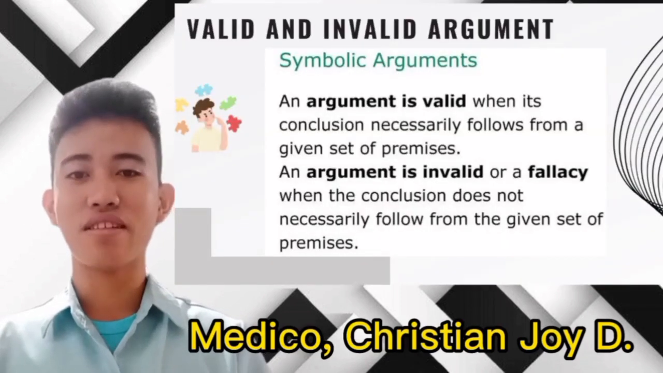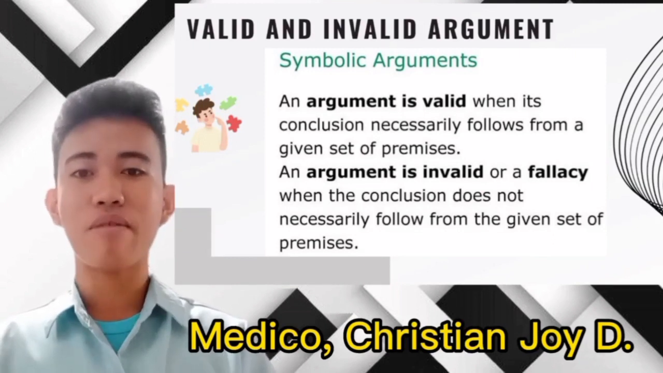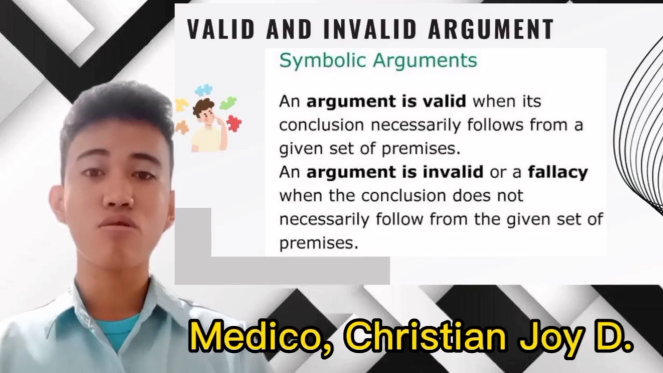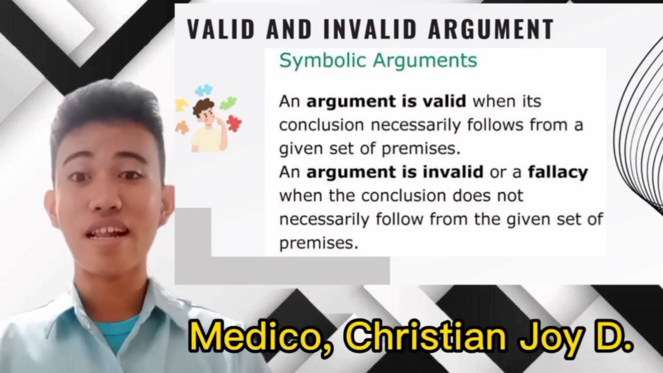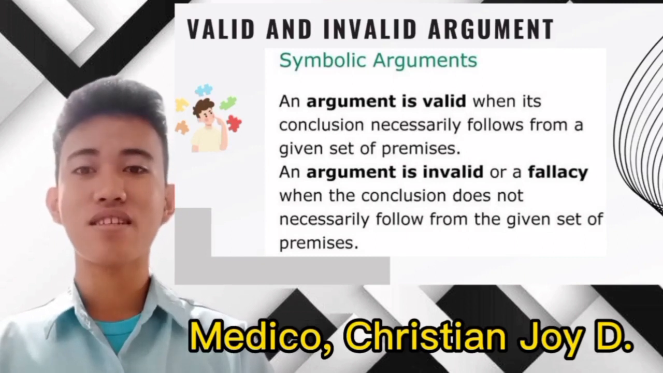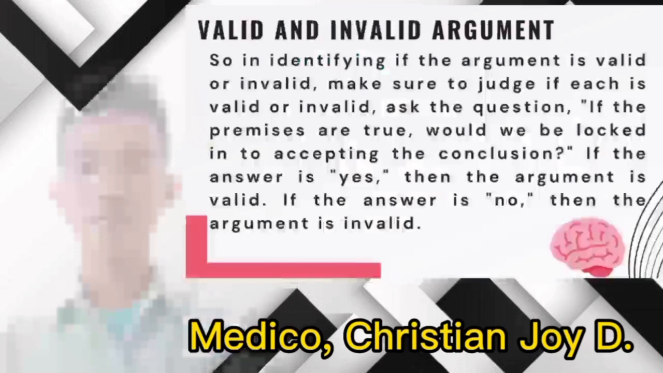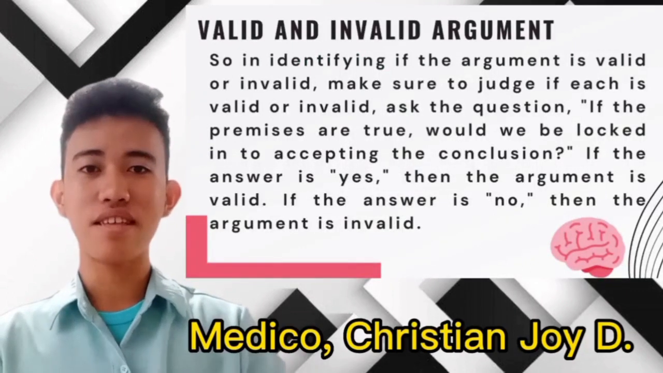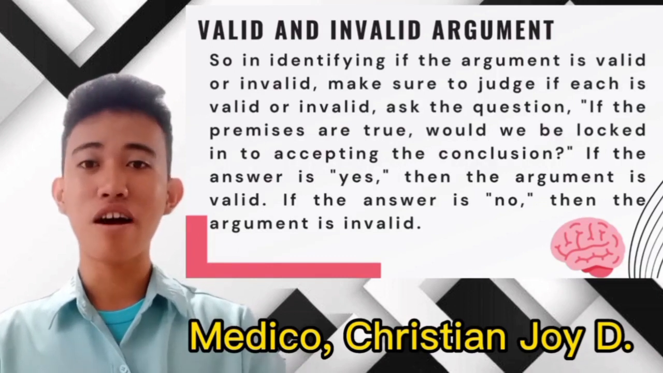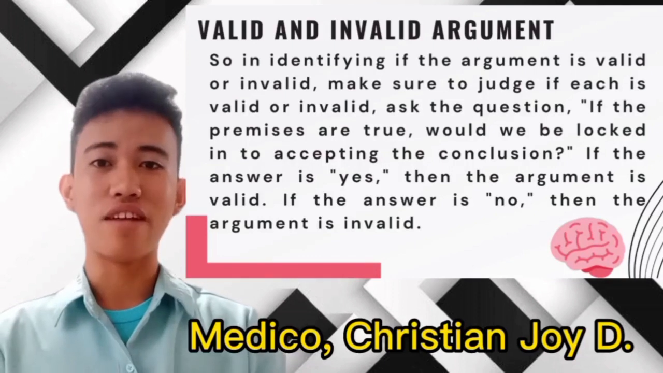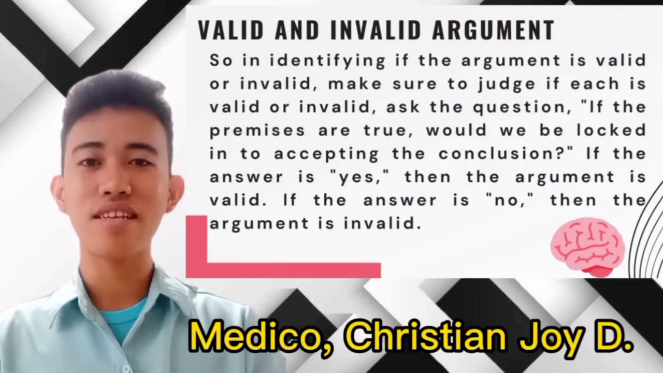So in symbolic arguments, an argument is valid if the conclusion necessarily follows from a given set of premises, or the conclusion is true and also the premises are true. Second, an argument is invalid or a fallacy if the conclusion does not necessarily follow, or the conclusion and some premises are false. So in identifying whether the argument is invalid or valid, make sure to ask: if the premises are true, would I be locked into accepting the conclusion? If the answer is yes, the argument is valid. If the answer is no, then the argument is invalid.